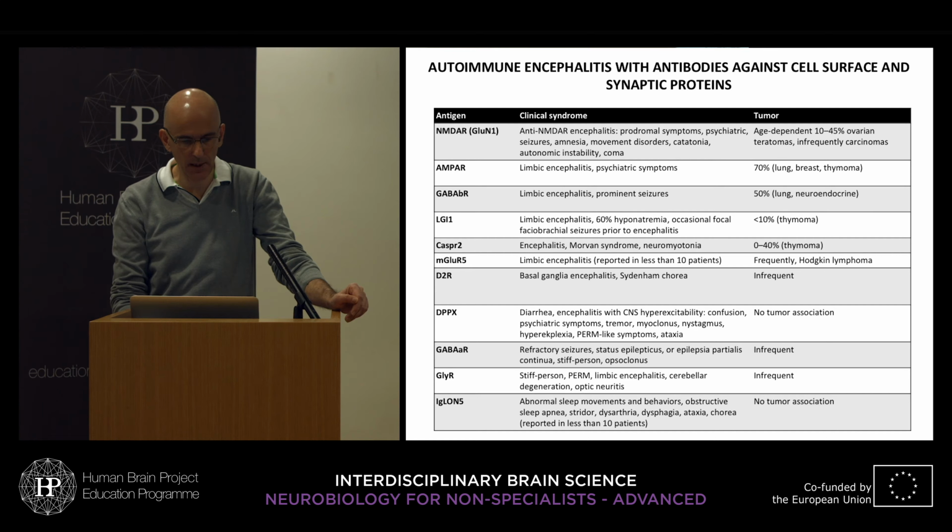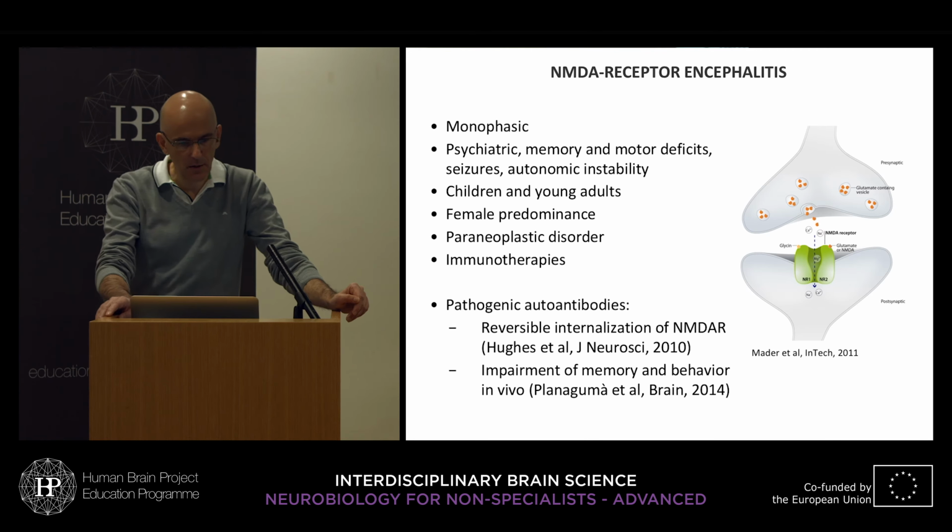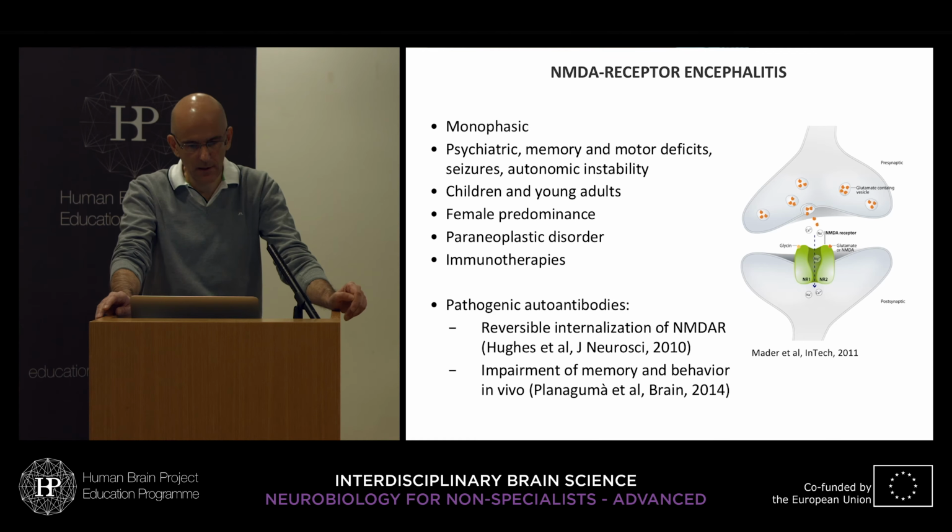prominent of them being the NMDA receptor encephalitis, which is a disease that is monophasic, affects young adults and children with a female preponderance, and is characterized by psychiatric, memory and motor deficits, by seizures and autonomic instability. Often it's a paraneoplastic disorder, so it can be observed after teratoma, ovarian teratoma, and it responds to immunotherapies.